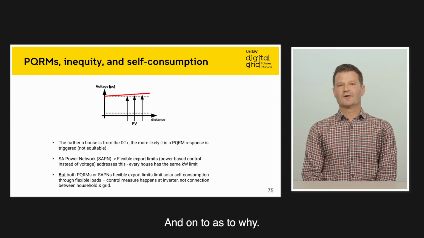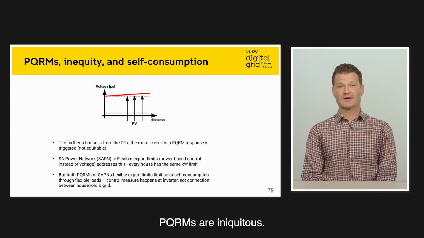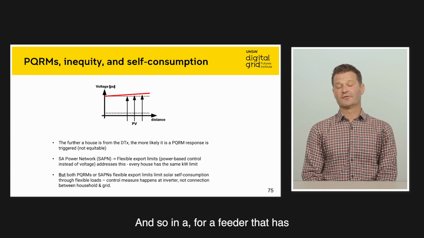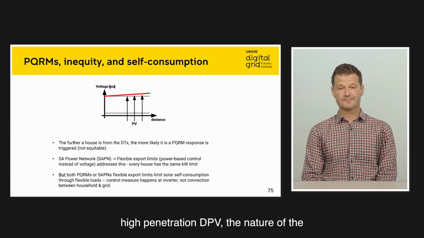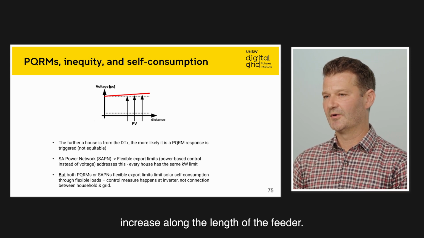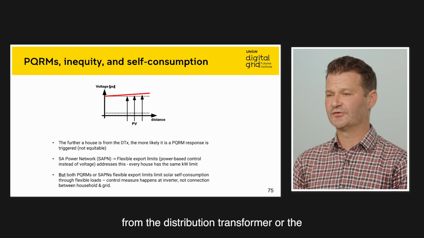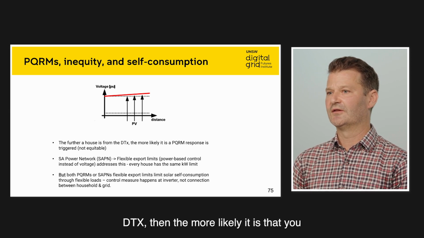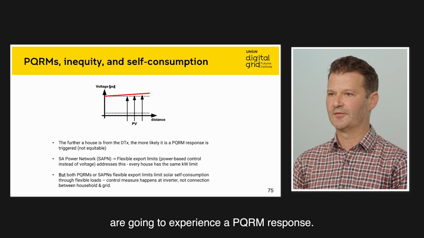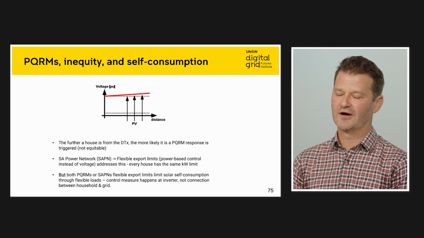And as to why PQRMs are inequitable. For a feeder that has high penetration DPV, the nature of the feeder is such that the voltage will increase along the length of the feeder. And that means that the further you are from the distribution transformer, or the DTX, then the more likely it is that you are going to experience a PQRM response, compared to if you are at the front of the feeder.